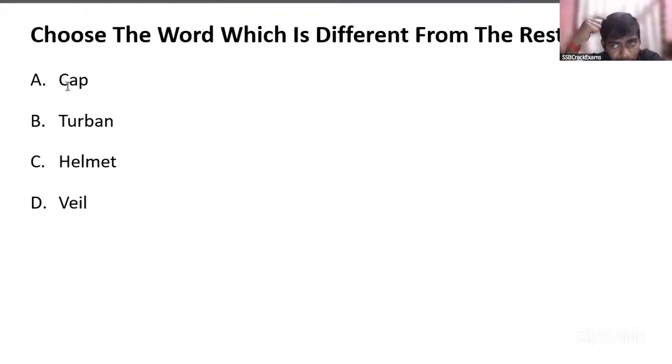Cap, where do we wear it? On the head. Turban, again on the head. Helmet, like this, it can be on the head. Yeah, we wear it on the head. There can be short helmets also. So it is totally on the head. What is left out? Fail. It will be the answer. I don't have to check it also.